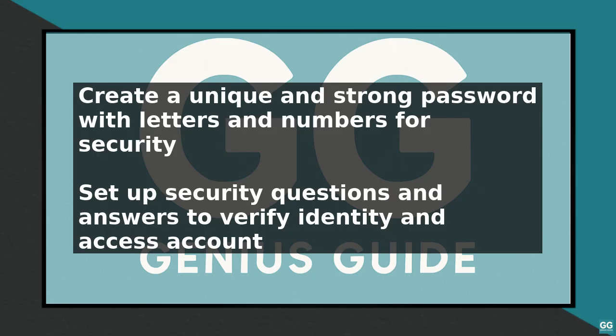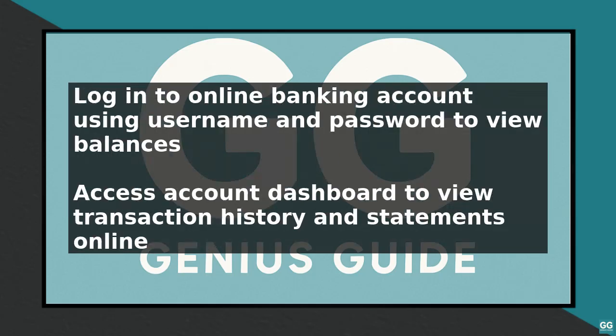From the account dashboard, you can view your account balances, transaction history, and statements. You can also use online banking to pay bills, transfer funds between accounts, and set up account alerts. To pay a bill, simply click on the Bill Pay tab and enter the payee information and payment amount. To transfer funds, click on the Transfer tab and select the accounts you want to transfer from and to. You can also set up automatic transfers to make recurring payments or deposits.